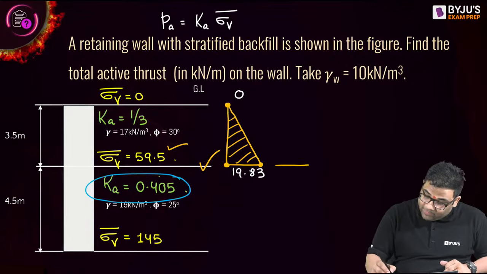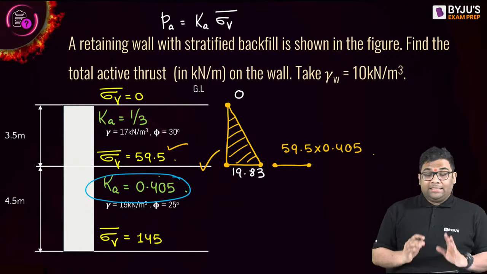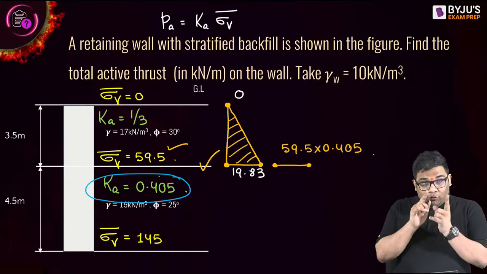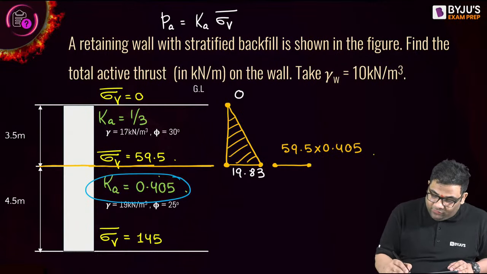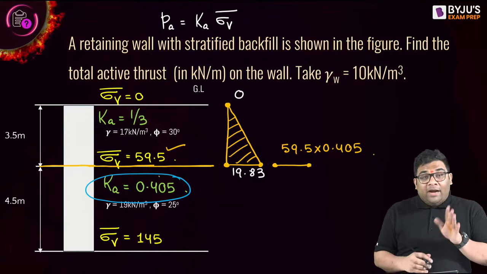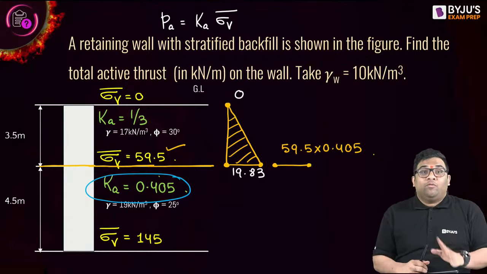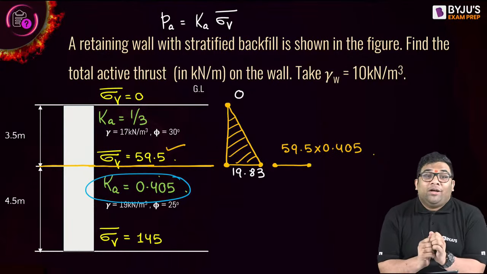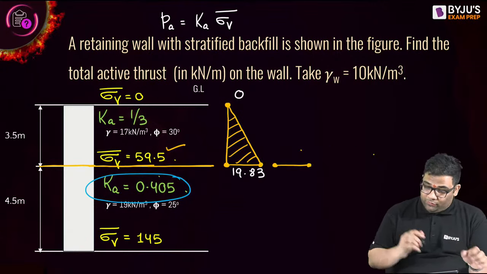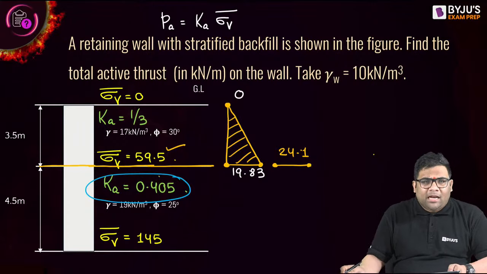Understood? At this interface, which is common to both, the vertical stress is 59.5. But in the top soil we used 1 by 3, and in the bottom soil I used 0.405. So the vertical stress is the same, but the KA are different, so I'll get different earth pressure. Here I'm getting 24.09, or 24.1 I can take for simplification of calculation.